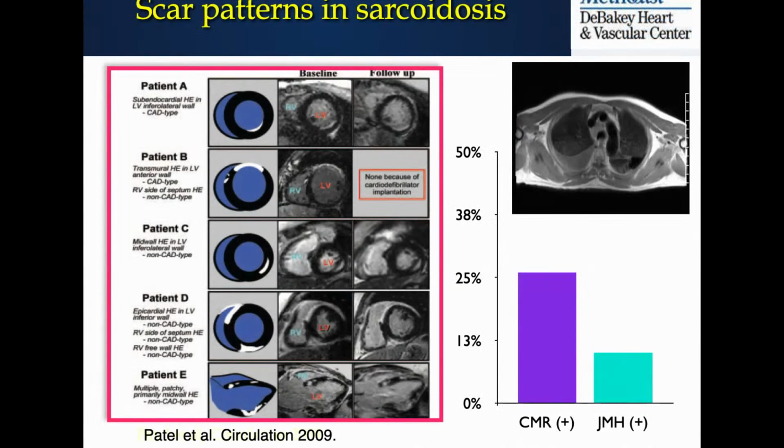If we go back almost 10 years ago, there was a very nice study which looked at the patterns of myocardial damage that can occur with sarcoidosis, using CMR to identify this in living human beings.